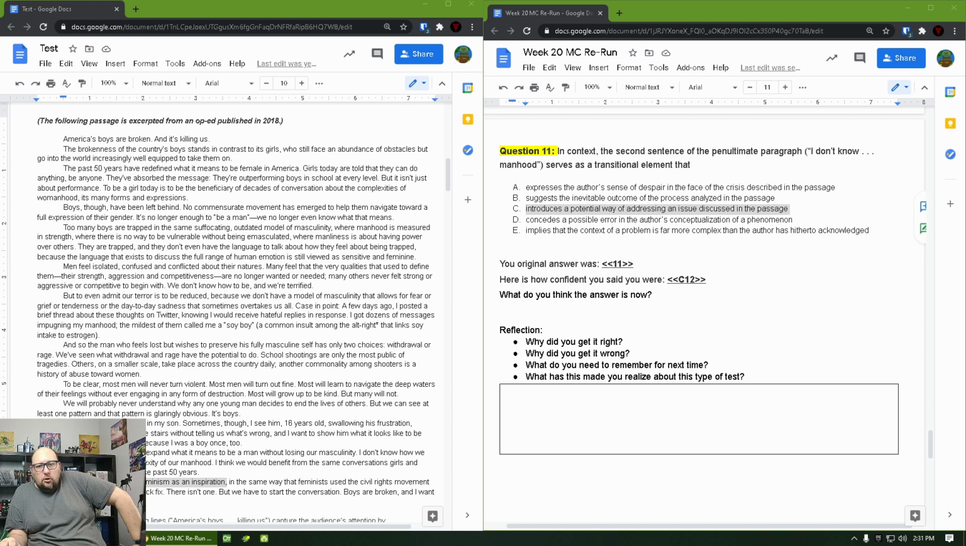I'm going to give you a little bit longer. I'm going to give you a lot longer to fill in the reflection than I have been, because this is one we did really bad on. Take a few minutes. Figure out what you need to do differently next time to not get this one wrong in the future. Go ahead and fill in the reflection.